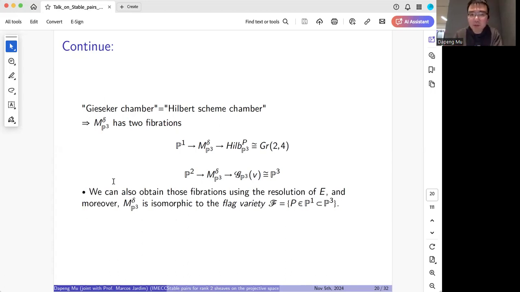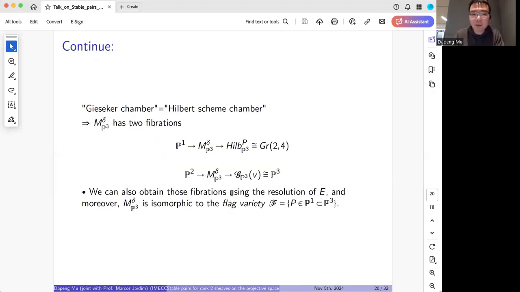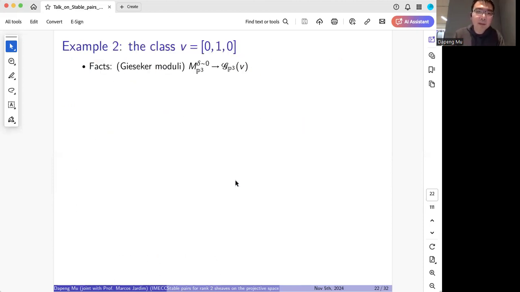So these fibrations are the fibrations to P3 and to the Grassmannian. Okay, I see. This is an explanation of why this moduli space is a flag variety. Due to the limited time, I will skip this part, and you can trust me. The moduli space in the middle, this moduli of pairs, is the flag variety, but I will skip the description of why it is. So this is the first example, and actually we didn't see any wall crossing.